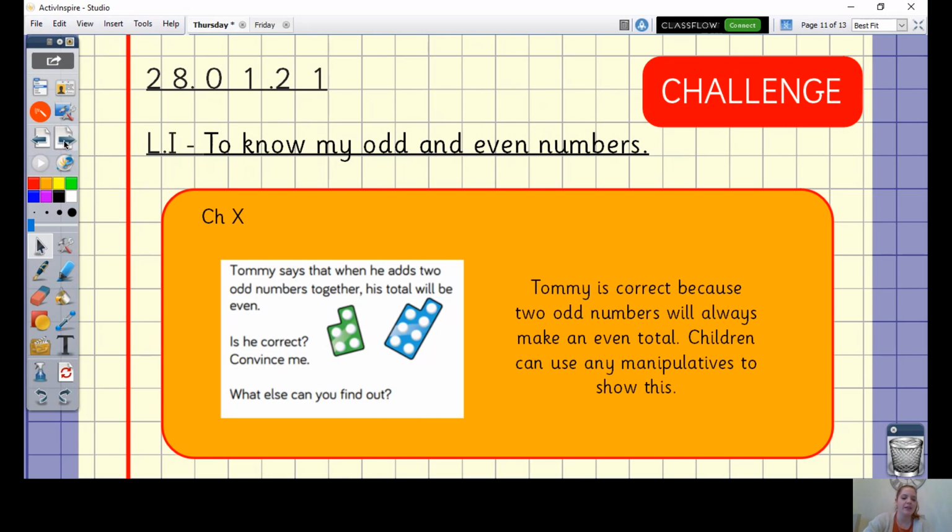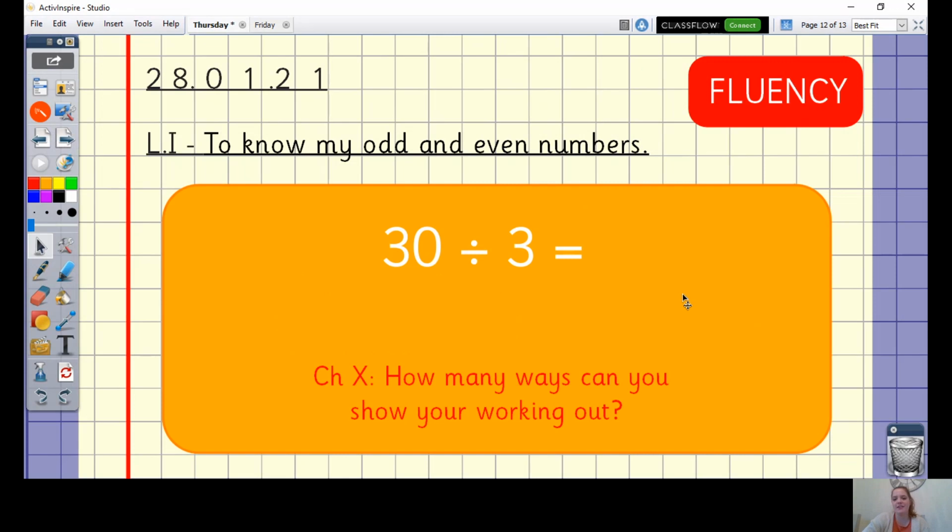Okay, so finally then for your fluency number sentence, you've got a division number sentence today, 30 divided by 3. So again, you can choose whether you want to use the strategy of grouping into groups of 3, or whether you want to share into 3 groups. You can use objects, you can draw a picture to help you to find the answer to this.